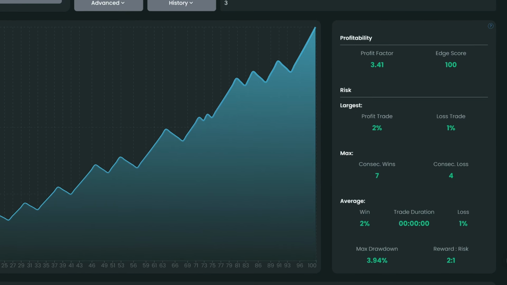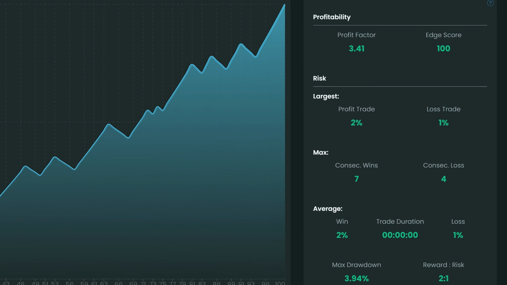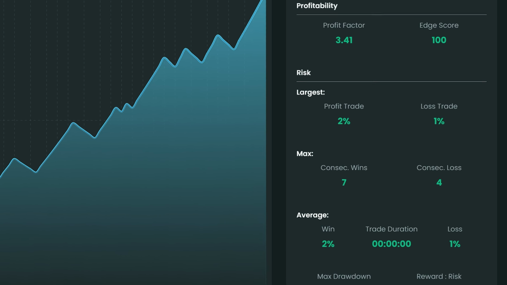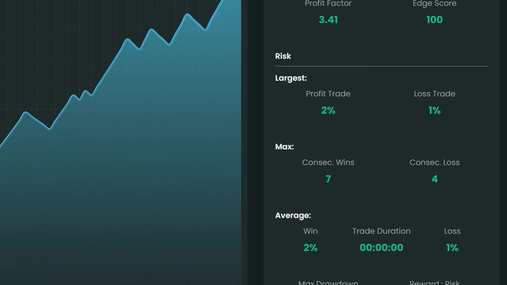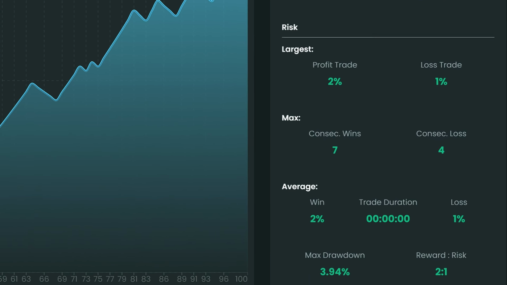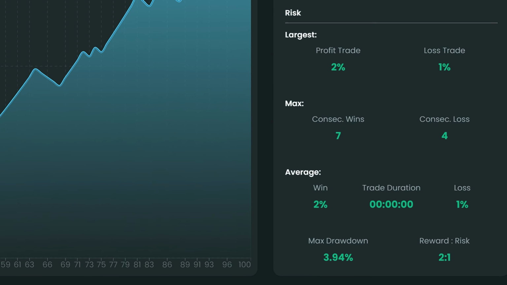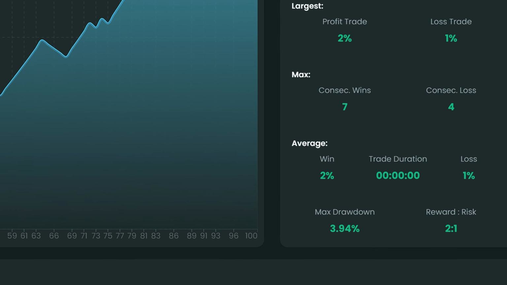A profit factor of 3.41 means every hypothetical dollar risked returned $3.41 when trades follow the structure. A controlled drawdown shows proper stop placement and risk management. Keep your framework disciplined, no magic, just a consistent, structure-based approach.